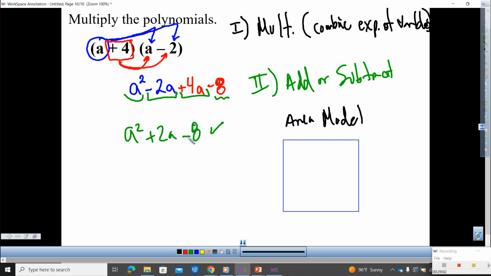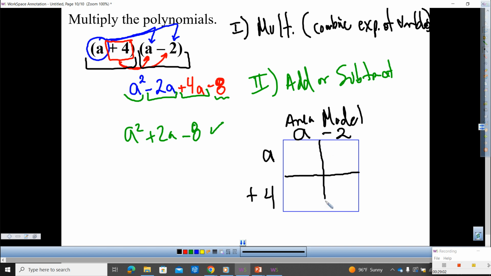Let's do this one together. The first part goes here. I'm going to write a and then plus 4. What's my first term? My first term is a, so I draw a line across. Next, I'm going to my other binomial. What is my other binomial? A minus 2. That goes on top. And then we draw our line down after the first term.